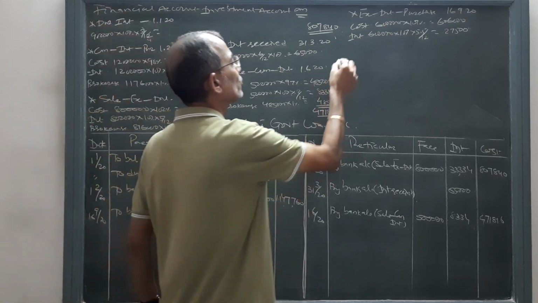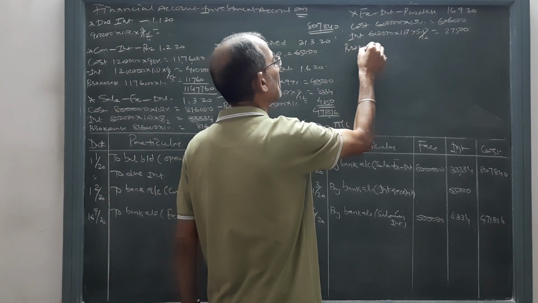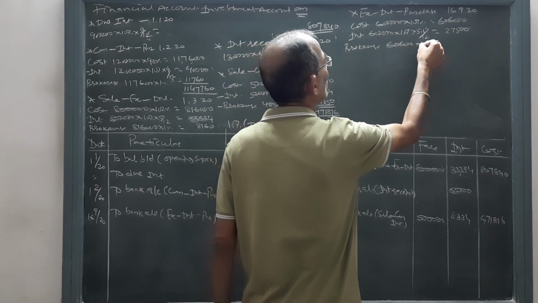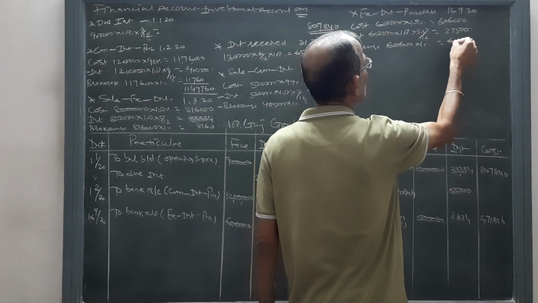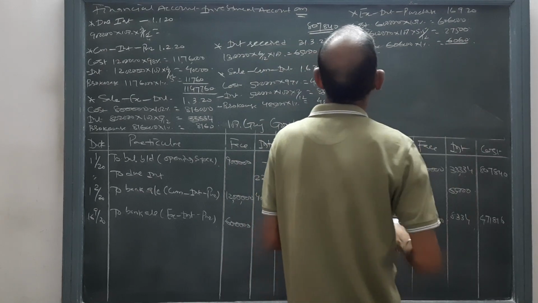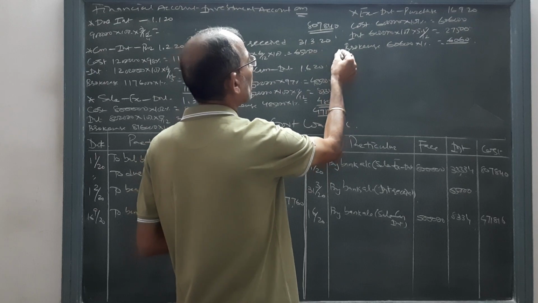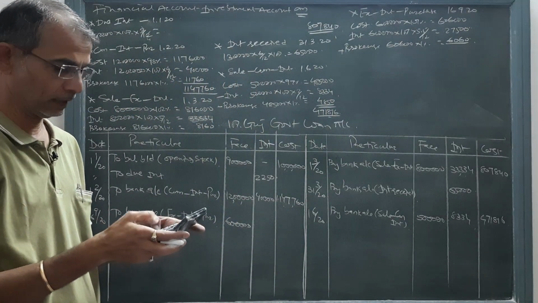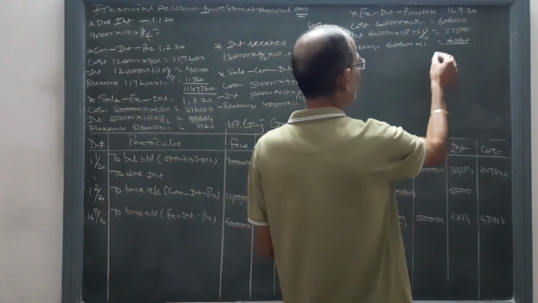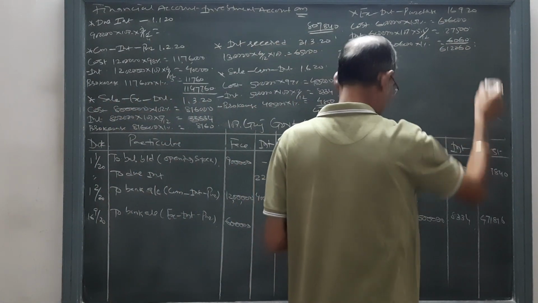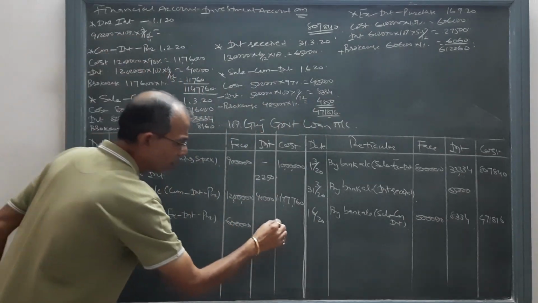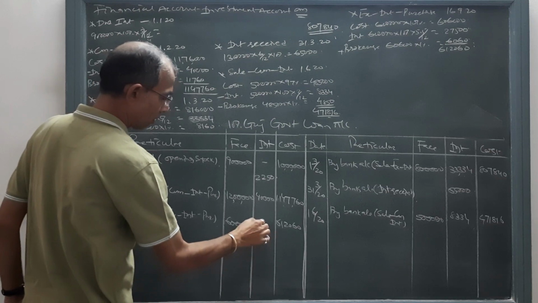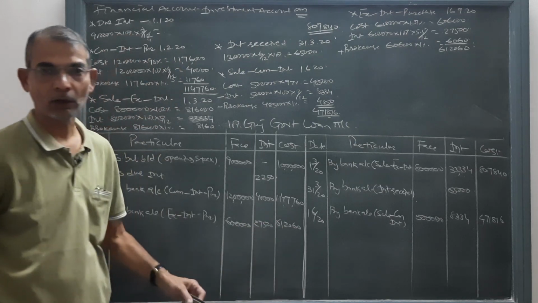Then after, brokerage: 6 lakh 6,000 into 1% will be 60. There is a purchase, so brokerage will be added. 6 lakh 6,000 plus 60, 6 lakh 6,060 on the debit side of the investment account.